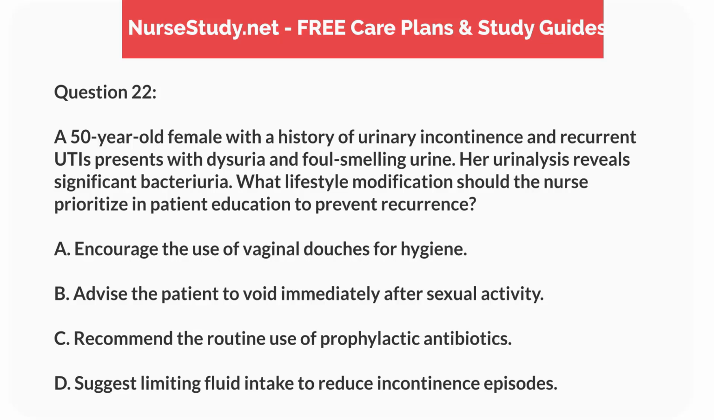Her urinalysis reveals significant bacteriuria. What lifestyle modification should the nurse prioritize in patient education to prevent recurrence? A. Encourage the use of vaginal douches for hygiene. B. Advise the patient to void immediately after sexual activity. C. Recommend the routine use of prophylactic antibiotics. D. Suggest limiting fluid intake to reduce incontinence episodes.